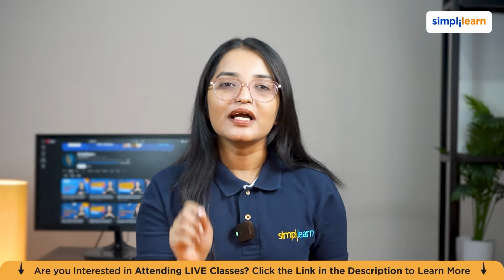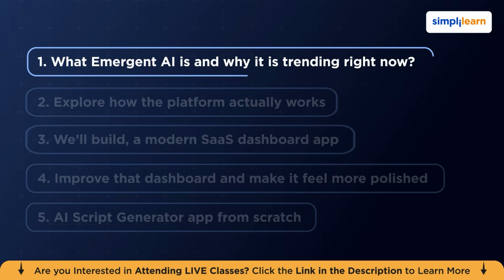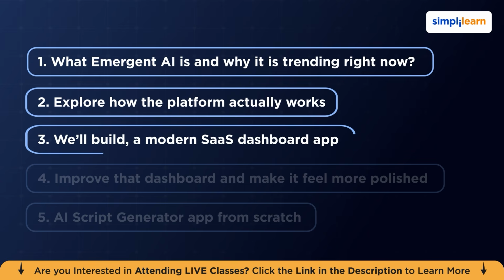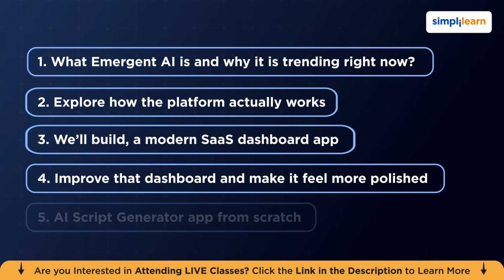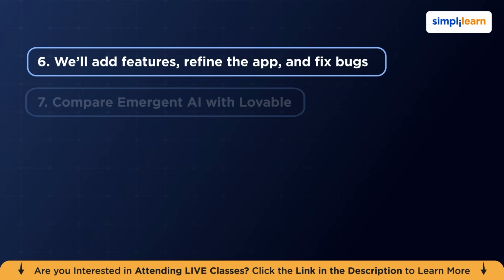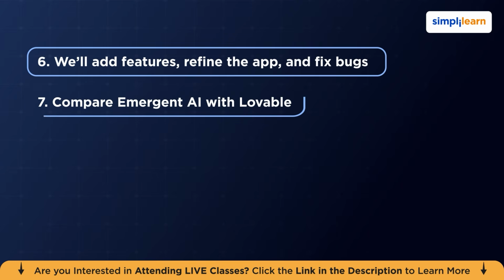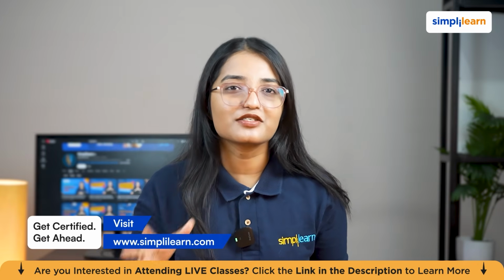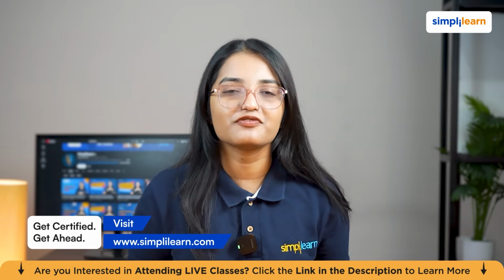So in this video, we are going to break it all down for you. First, we'll understand what Emergent AI is, why it's trending right now. Then we'll explore how the platform actually works. After that, we'll build a modern SaaS dashboard app. Later, we'll improve the dashboard and make it feel more polished. Then we'll build an AI script generator app from scratch. Moving ahead, we'll add some features, refine the app, fix bugs, and finally, we will compare Emergent AI with Lovable AI. So if you want to see whether this tool can actually help you turn your ideas into real projects, make sure you watch this video till the end.